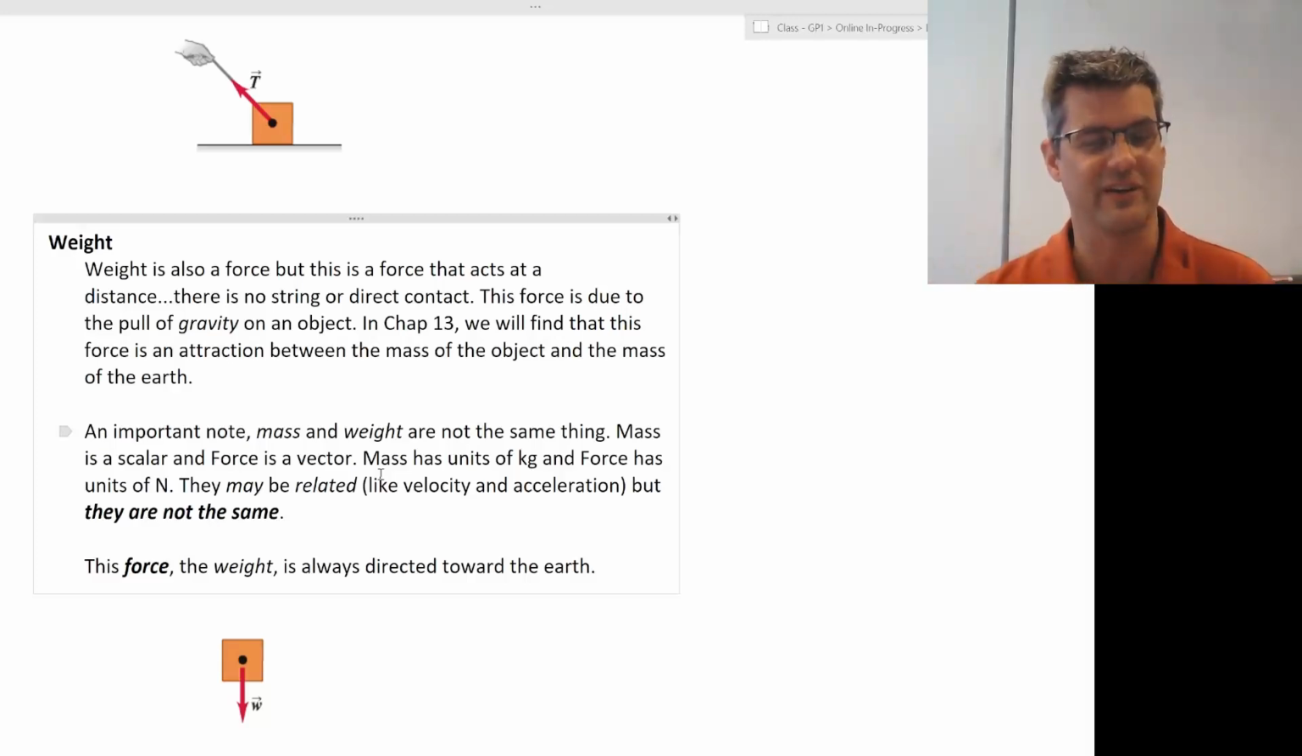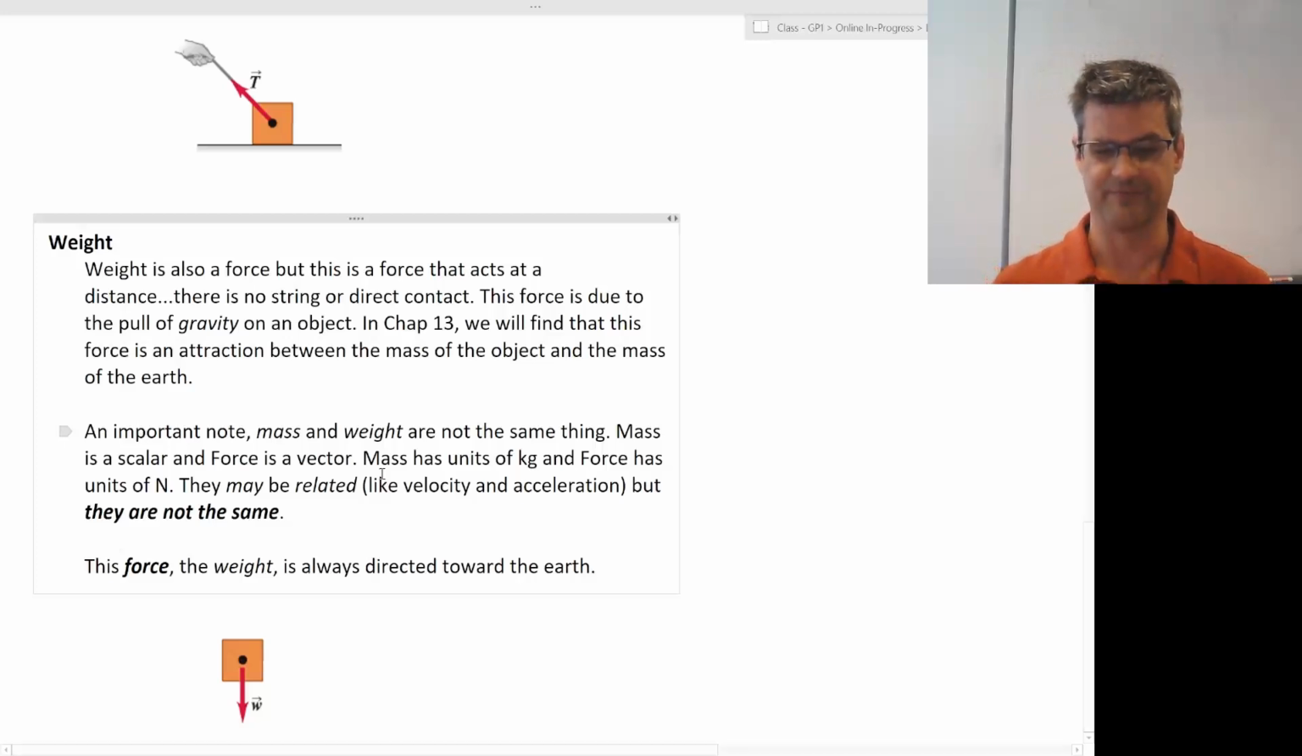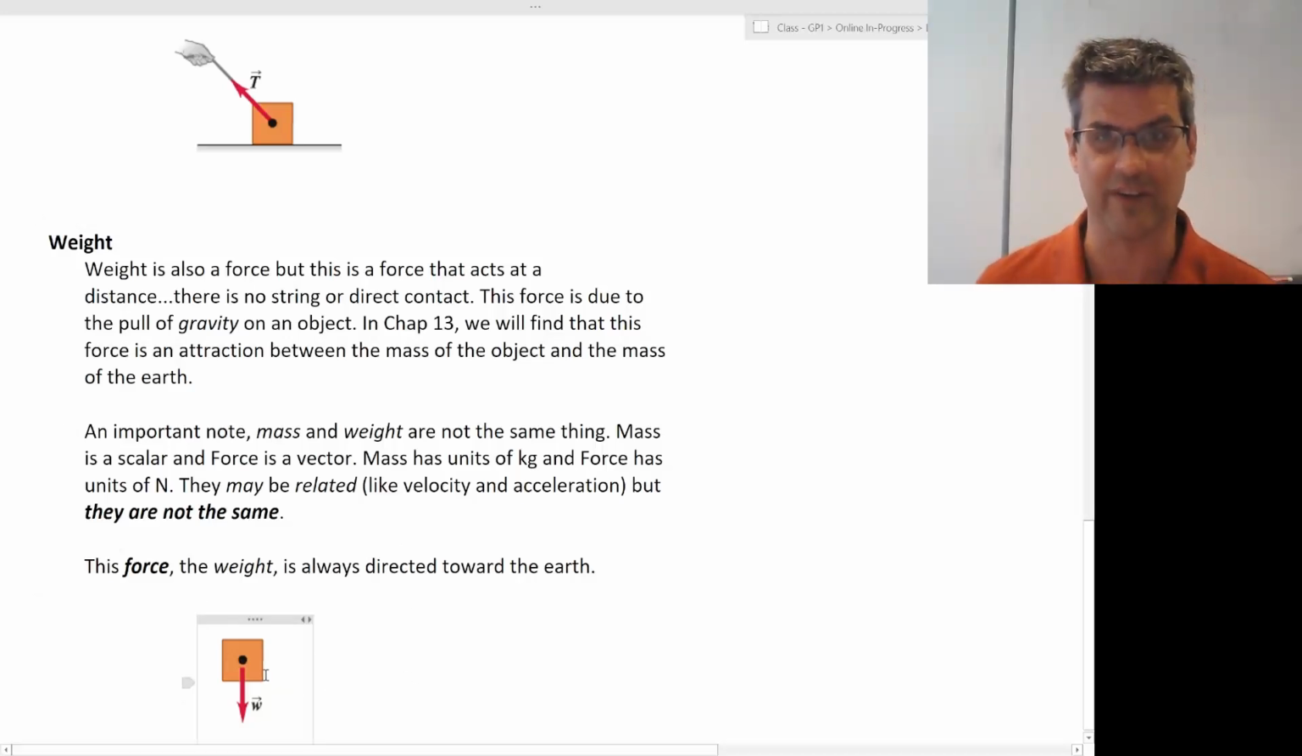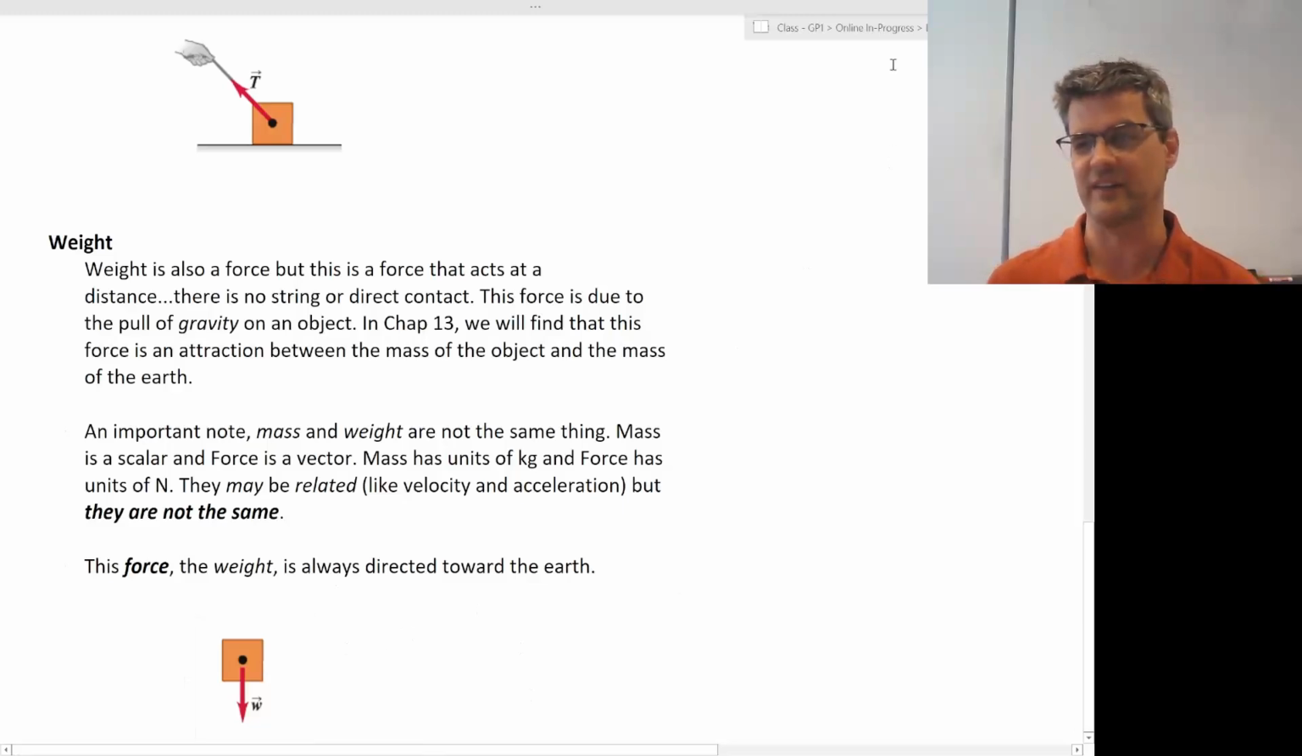Mass and force are not the same thing. Mass is a scalar quantity. Force is a vector quantity. They don't have the same units. They're not the same nature of an object. But weight is a special force. It is the force of attraction of an object to the earth. And it's always illustrated in this particular way. Weight is a vector quantity. It's always a quantity that is directed down.